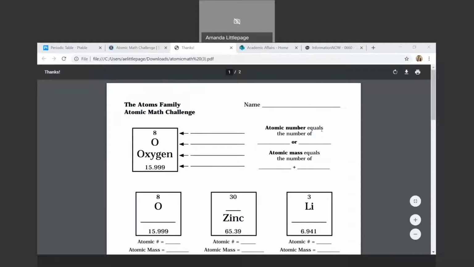The atomic number is equal to the number of protons or electrons for a neutral atom. And then atomic mass is equal to the number of protons plus neutrons, okay? Now, again, this is reviewed in a previous meeting or previous recording that you can find on the YouTube channel.